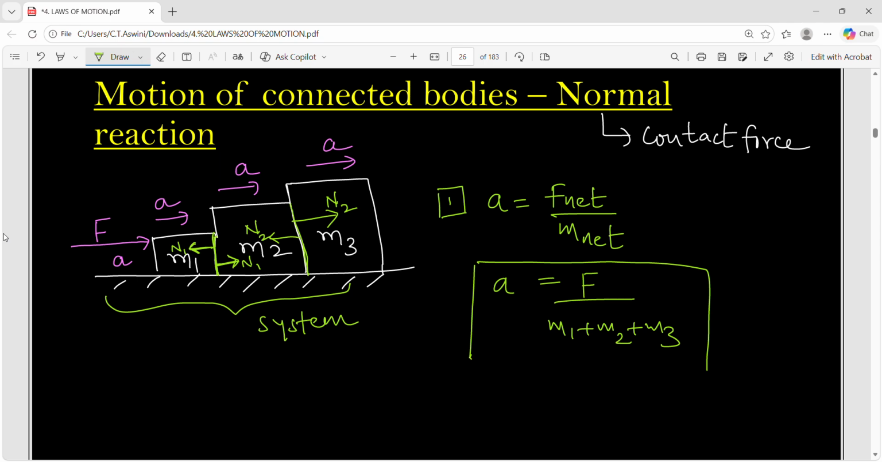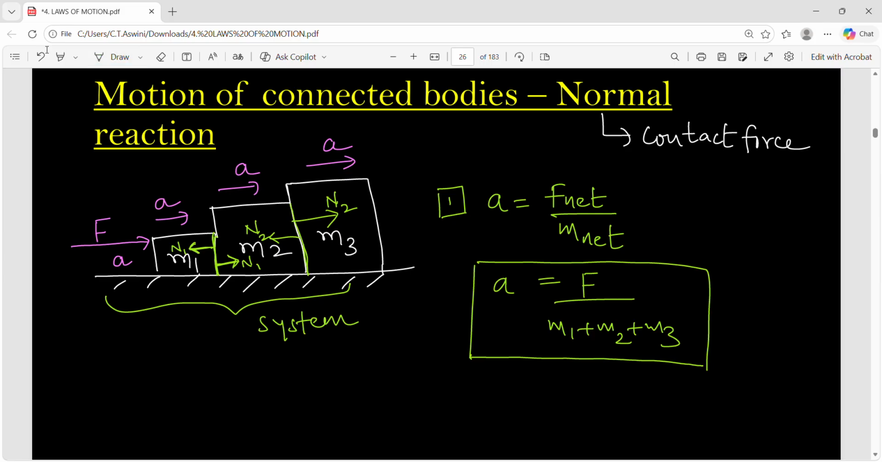So what is the acceleration produced in this system now? It is F net upon M net. Any difficulty? Very simple. Bodies are connected. If one body undergoes motion with acceleration A, the others also will undergo motion with the same acceleration A. That's it. And how do you find that acceleration? Using F net by M net.